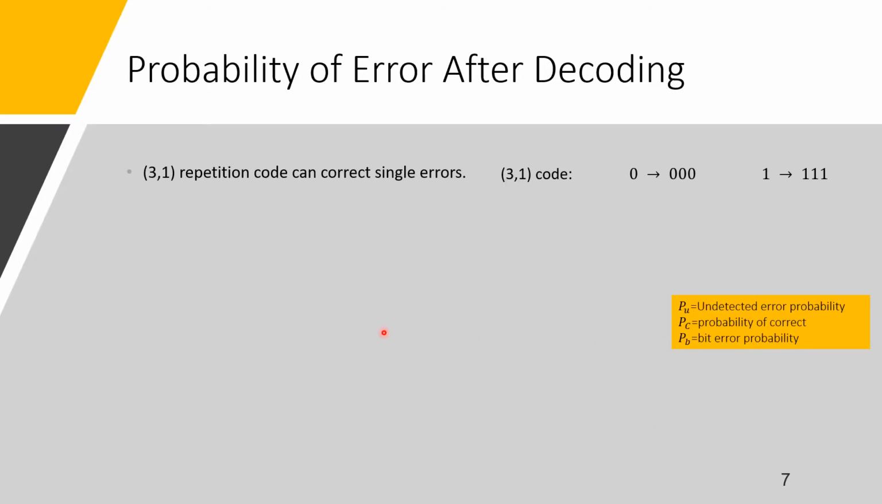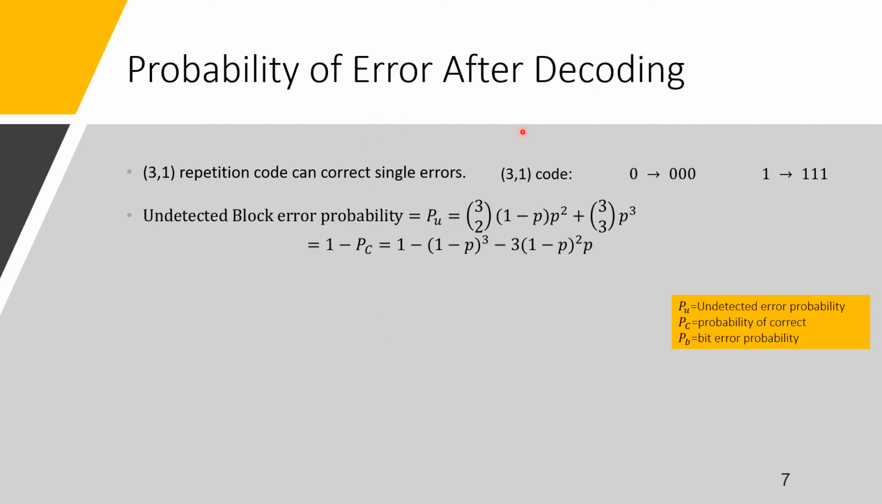Now let's look at the same example and focus on the probability of error after decoding. So for this example, what is the probability that we will get undetected error? There are two scenarios. Either you have two errors or three errors, because if it's one single error, we can always easily correct. We can use majority decoding.